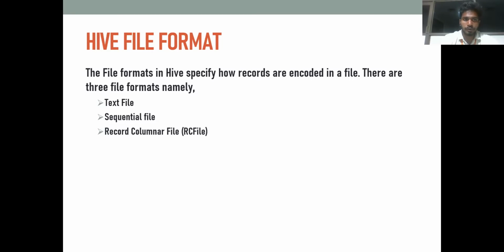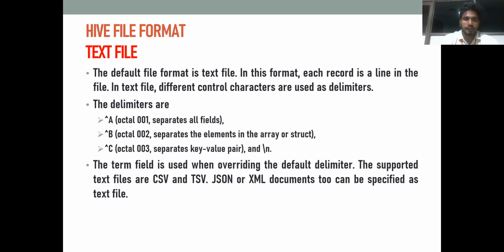First we will see about the text file. The default file format is text file. In this format, each record is a line in the file. In this text file, different control characters are used as delimiters. The delimiters are octal A, octal B and then octal C.